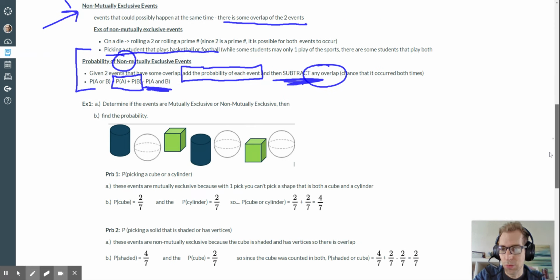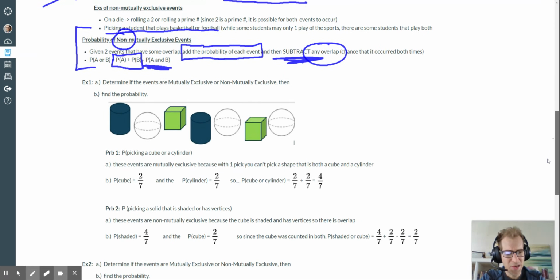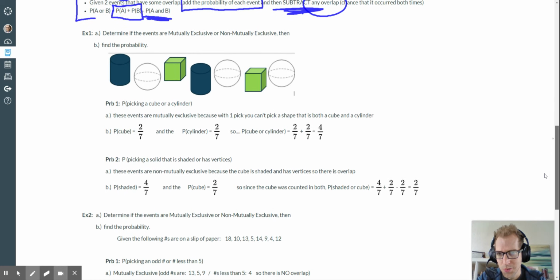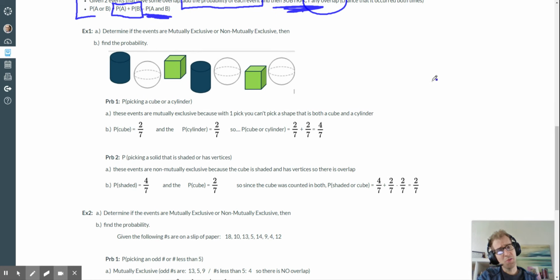So let's maybe look at just a couple quick examples here, and I may not do all of these, just here as we close. So example 1: first we have to determine, is it mutually exclusive or not, and then we'll find the probability.